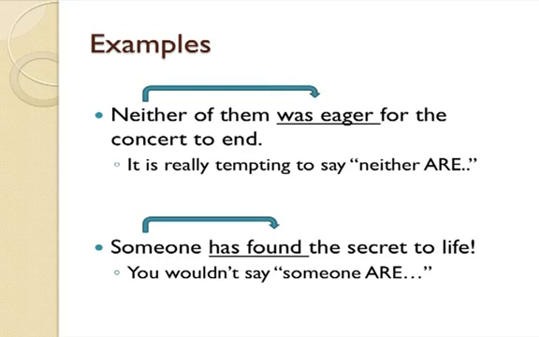For example, neither of them was eager for the concert to end. And it's very tempting to say, neither of them are eager. But in this case, neither is an indefinite pronoun, and it is singular, so it takes a singular verb. Neither was eager. The next example, someone has found. And here you can see the word one within that word, which gives you another clue that someone is going to be singular. Someone refers to some amorphous but one person. Therefore, someone is singular, has found is singular also.